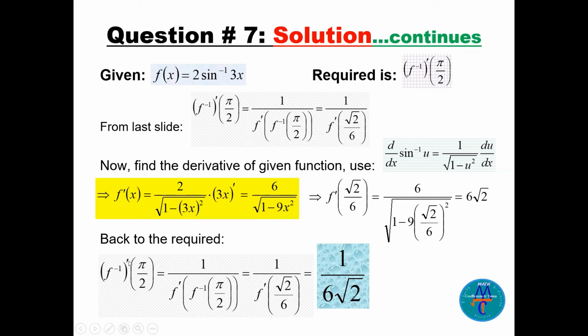Now, what do we need? The derivative of the inverse at pi over 2, which is 1 over f prime of f inverse of pi over 2. This one we have found in the previous slide, square root of 2 over 6. The derivative here, f prime of this number, will be 6 square root of 2, so 1 over 6 square root of 2 is the final answer.